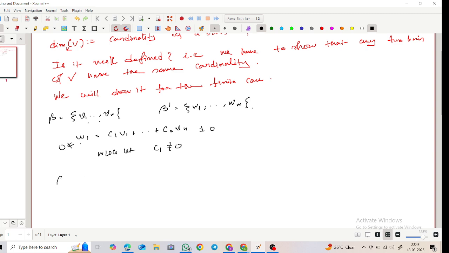Then you make this set, you replace V1. I mean, the vector which has a non-zero coefficient in the representation of W1, we are dropping that vector. Okay. You will be able to show that this is a basis. I am just giving you the idea. Similarly, you will be able to draw V2 and all that. So after some process, you will get this.